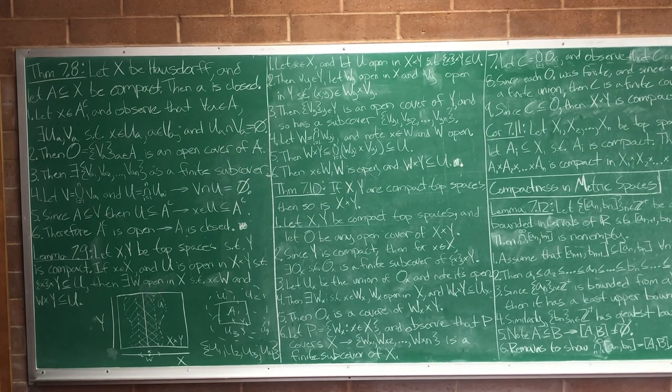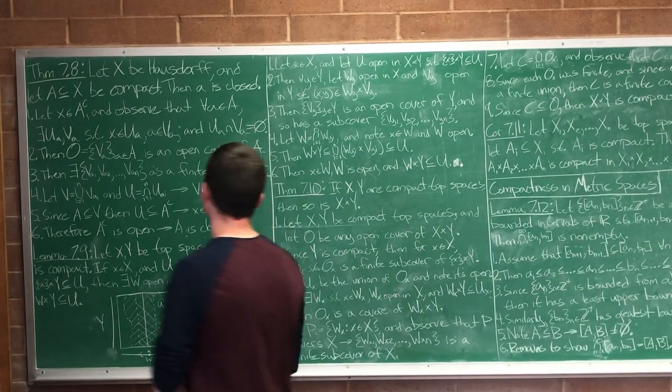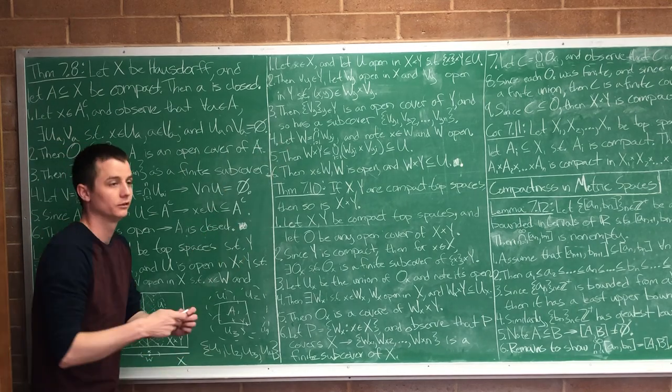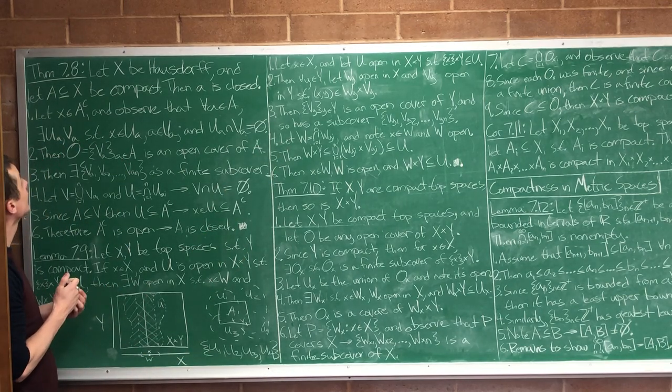Let X be a topological space, let D be compact in X. If C is closed in X and C is a subset of D, then C is compact in X. So that was the last thing we proved, but maybe we'll re-bring that up when we actually use it, because I don't think we're going to reference it until our very last proof. It's a ways away. Okay, so our next theorem, first theorem of the day, is theorem 7.8.